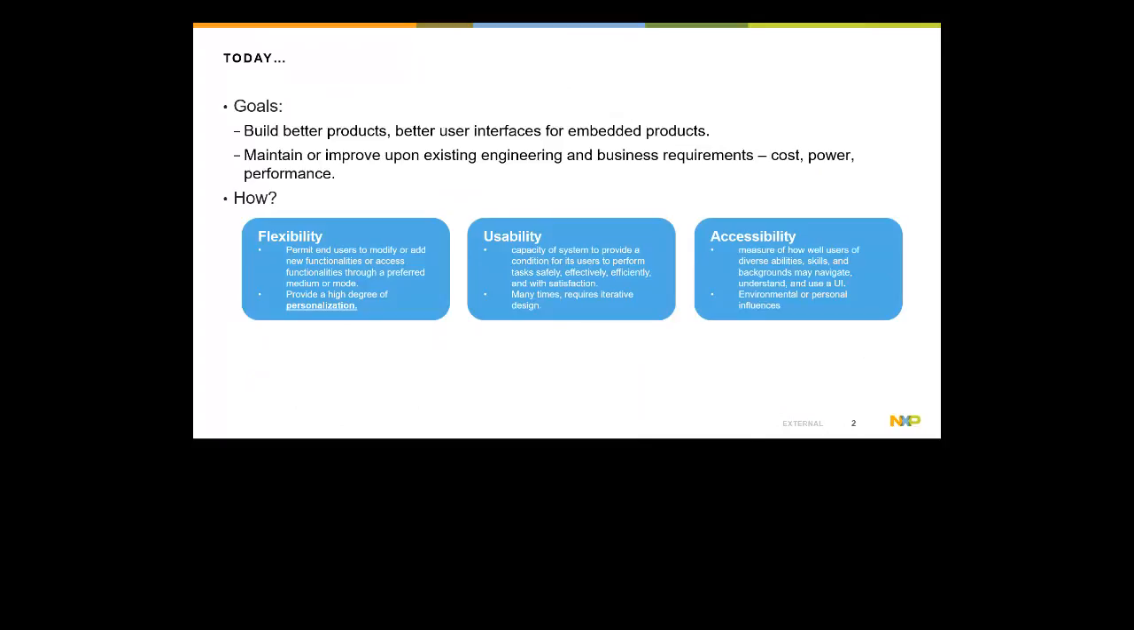The idea is to provide a high degree of personalization of the device to a specific user. An easy example of this would be modern digital thermostats, which are becoming increasingly common and prevalent throughout homes, residential spaces, even commercial spaces, being able to set specific schedules, where you can decide exactly when the thermostat turns on and off, and personalize it to your specific desires.